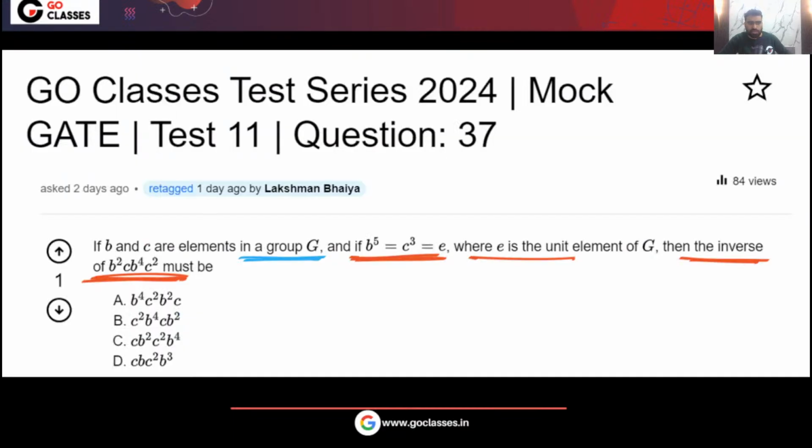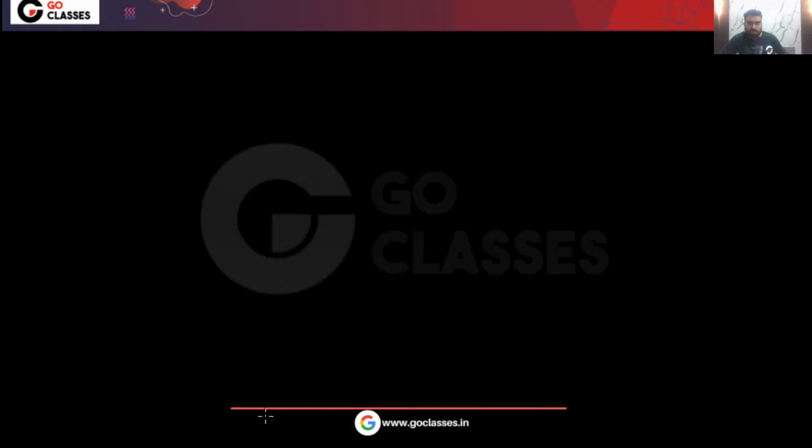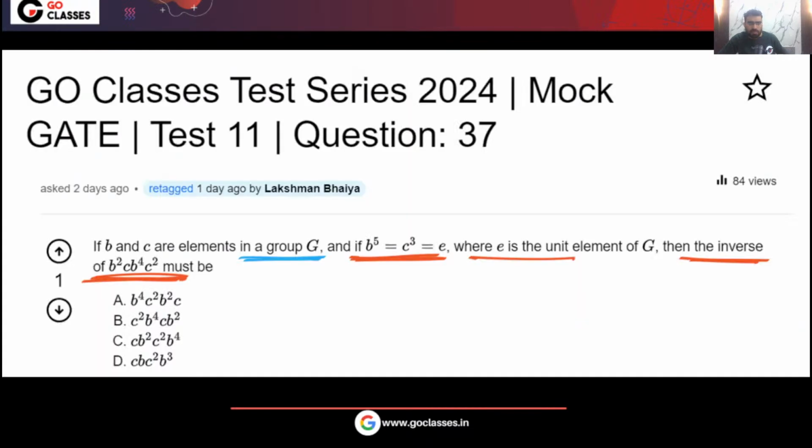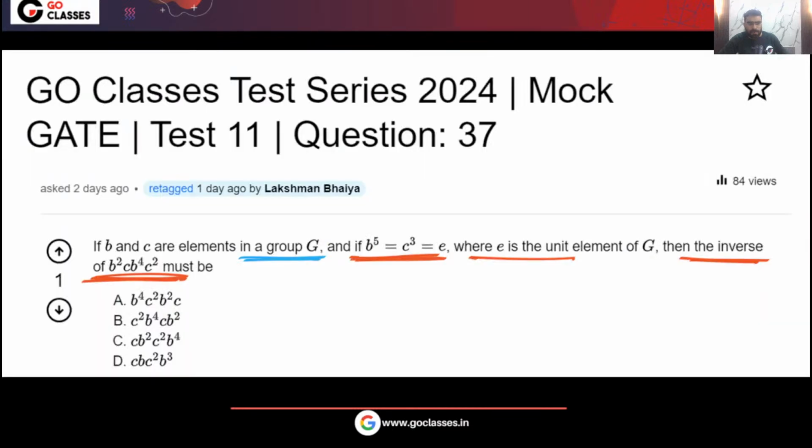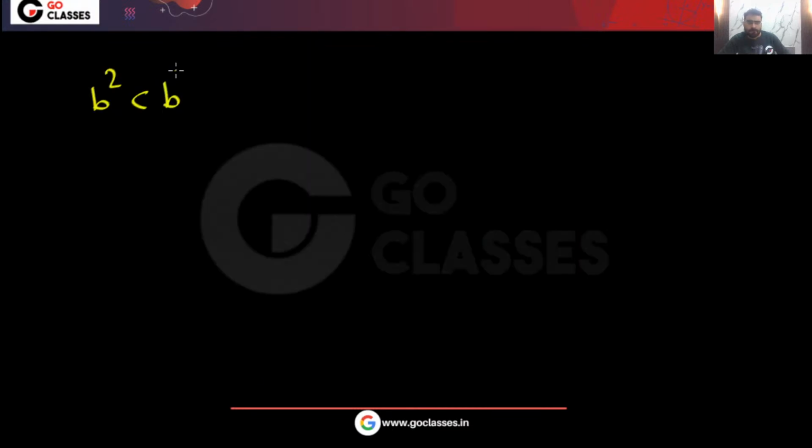Now let's solve this question. The question is asking for the inverse of b square c b power 4 c square. What will be the inverse of this? This is what the question is asking, right? So let's find out.